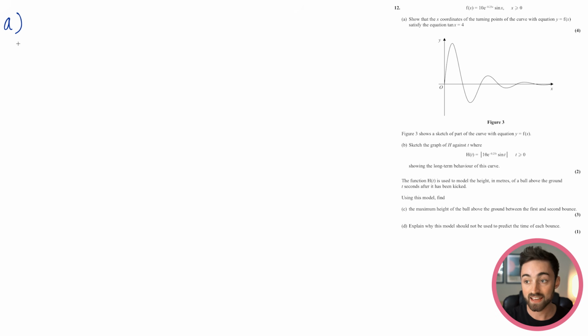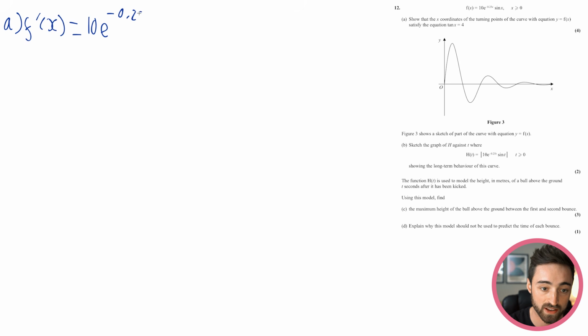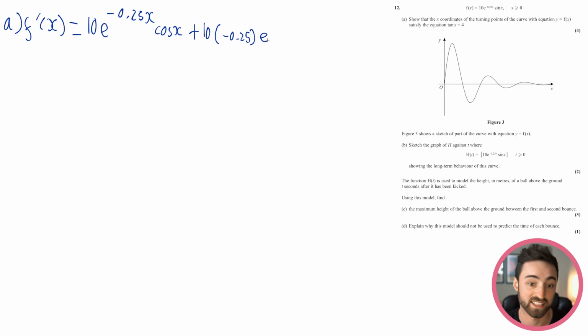This function here is the product of two functions, so we're going to need to use the product rule. So we're going to be writing down the first, differentiating the second, plus differentiating the first, writing down the second. So the derivative of f of x is equal to, I'm going to write 10 e to the minus 0.25x and then differentiate that sine. Sine differentiates to cosine, plus, now I'm differentiating that e bit. So it's going to be 10. When you're differentiating e's, all you need to do is differentiate this bit in the power. So that's going to be minus 0.25, and then just write down the e again. So times by that, and then I need to write down that sine x.